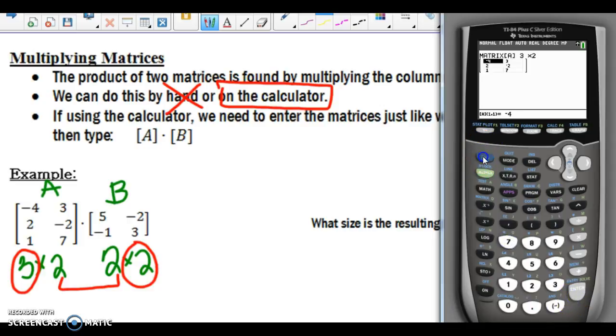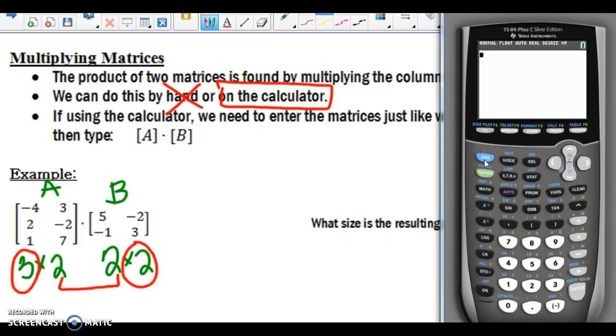And then you push second matrix again, go over to edit, and this time go down 1 to the second one, which is B, and we're going to make that a 2 by 2. So hit 2 by 2, enter, and then 5, -2, -1, and 3. And now you have to second quit, which is this mode button, to get to your regular home screen.